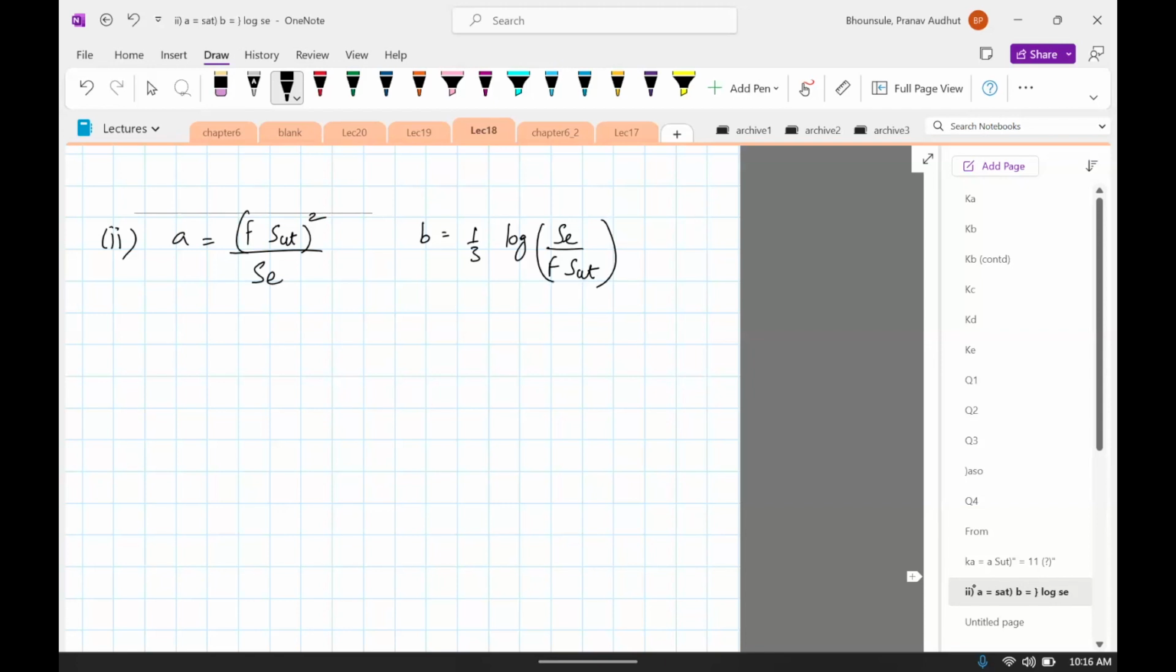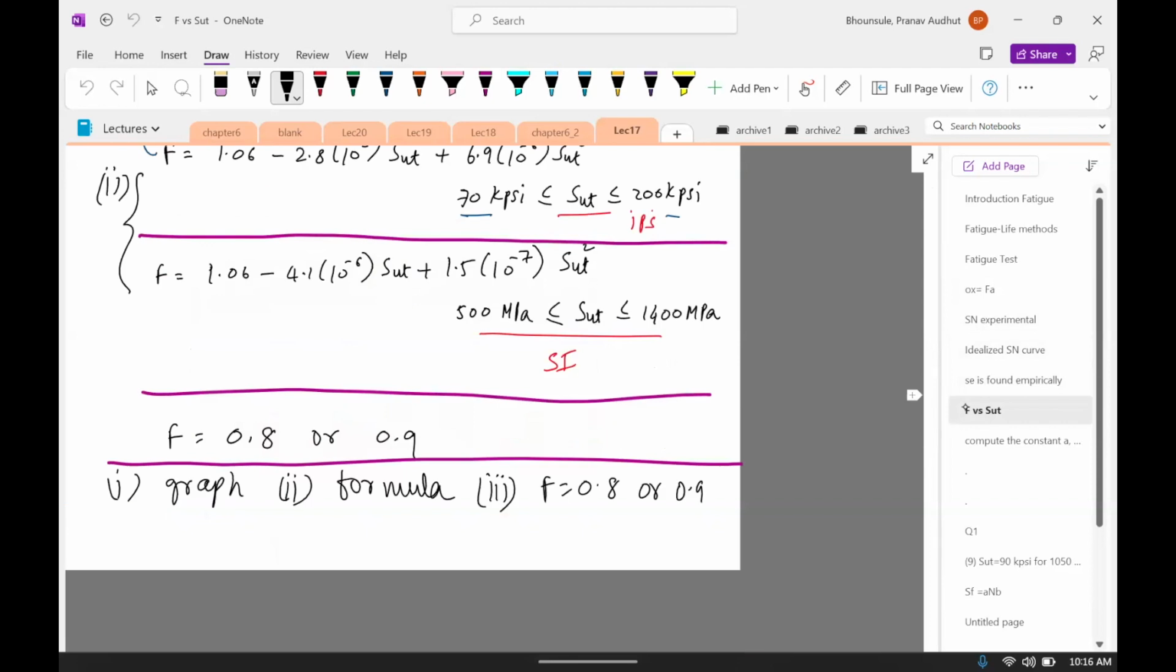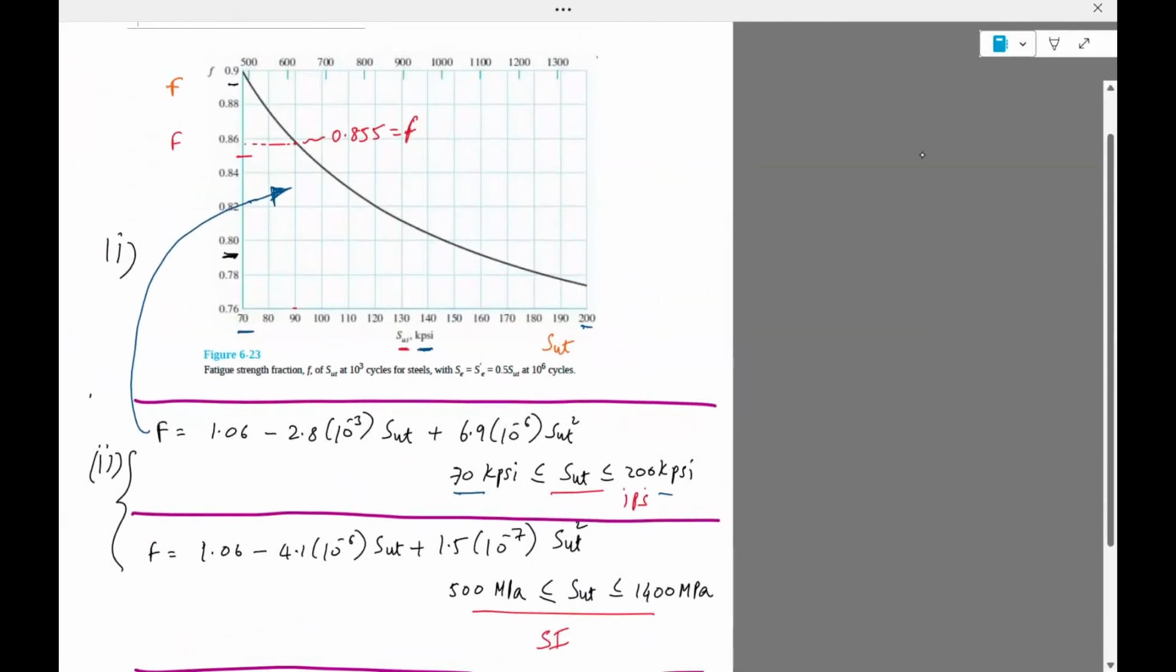Okay, so we still need to compute f. Let's see how to compute f. Okay, f is in a table. Well, there are two ways to do it. One is to use the graph here, or to use this formula. It's really up to you. It just seems simple to use the graph. What we need here is a plot of Sut versus f. So unless you know Sut, we cannot compute f. So we need to get Sut.